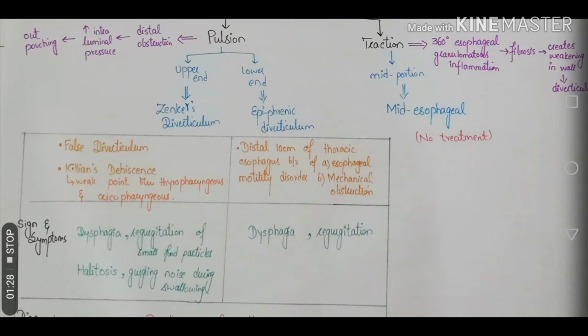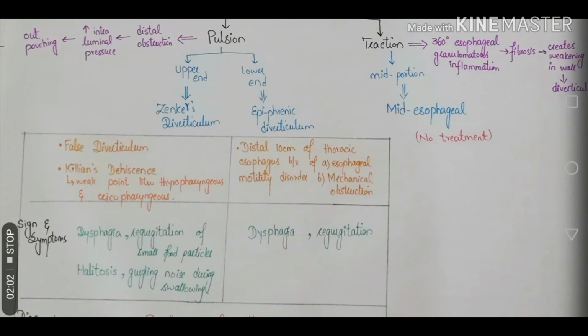Talking about Zenker's diverticulum, it is a false diverticulum. What we mean by false diverticulum is that it does not encompass all the layers of the gastrointestinal tract. It only has mucosa in the diverticulum. Number 2, Killian's dehiscence is the point where Zenker's diverticulum develops, and this point is a weak link between thyropharyngeus and cricopharyngeus, which forms the inferior part of the pharynx.